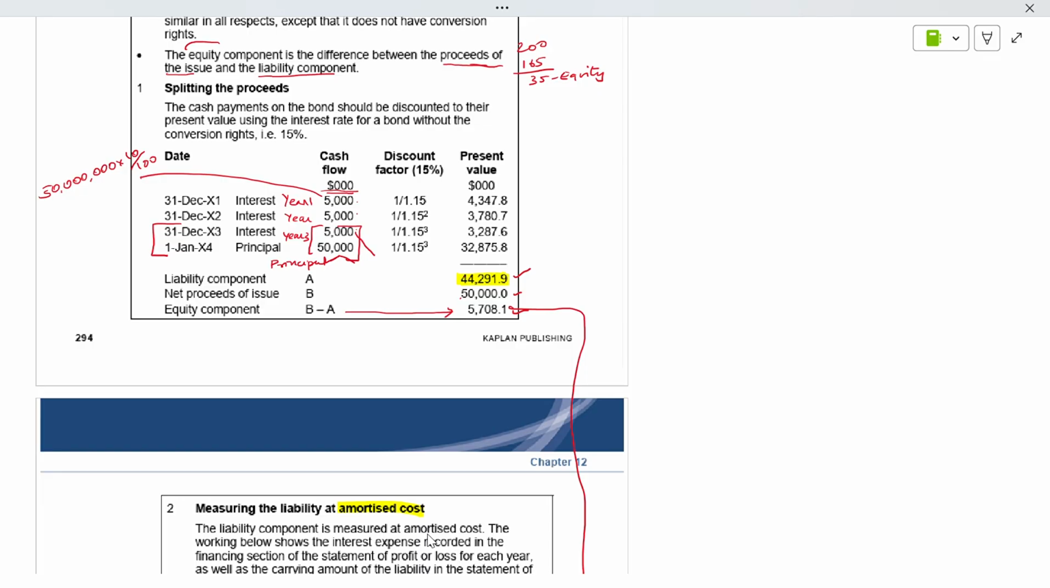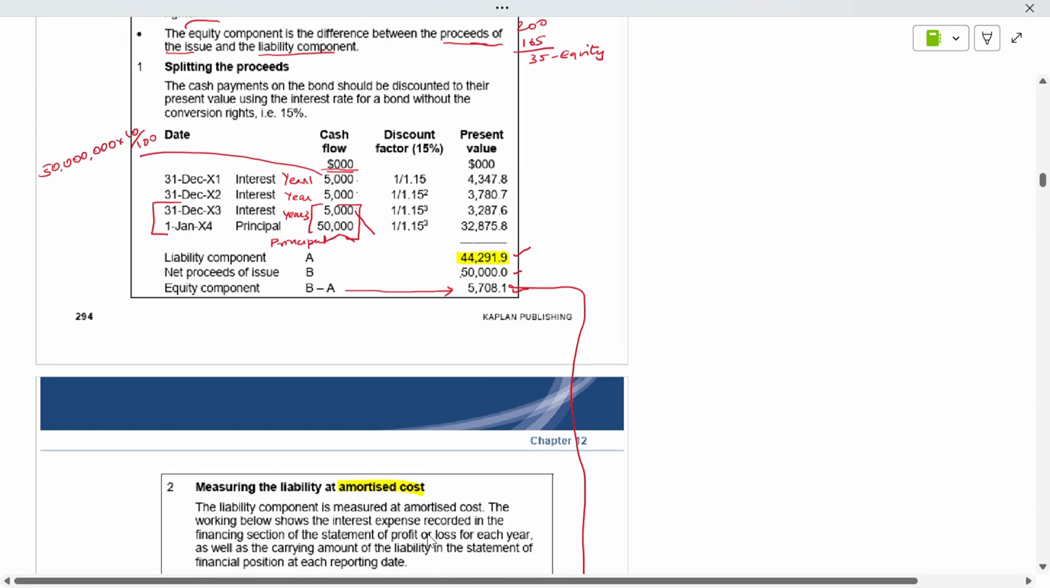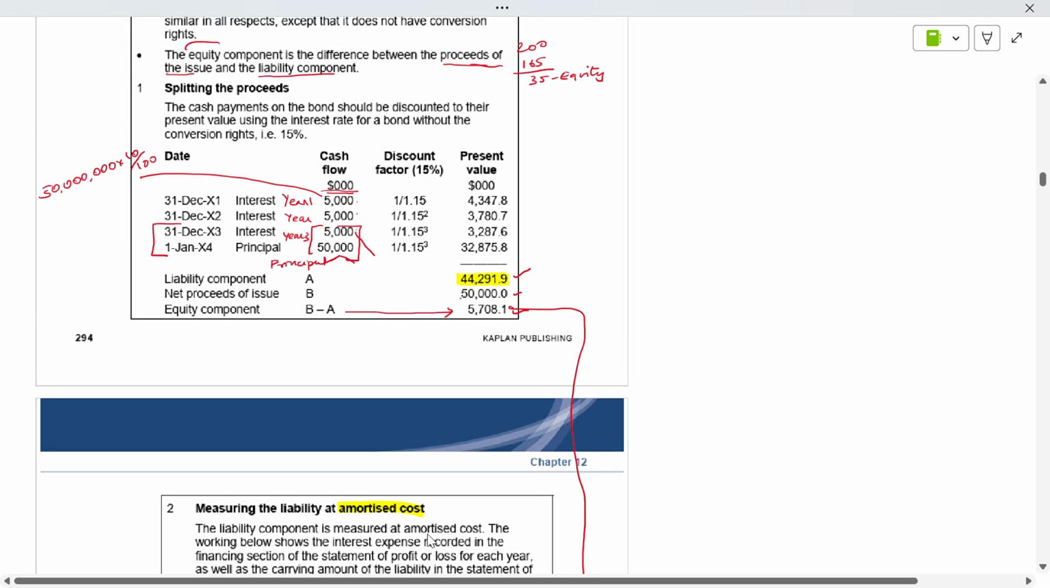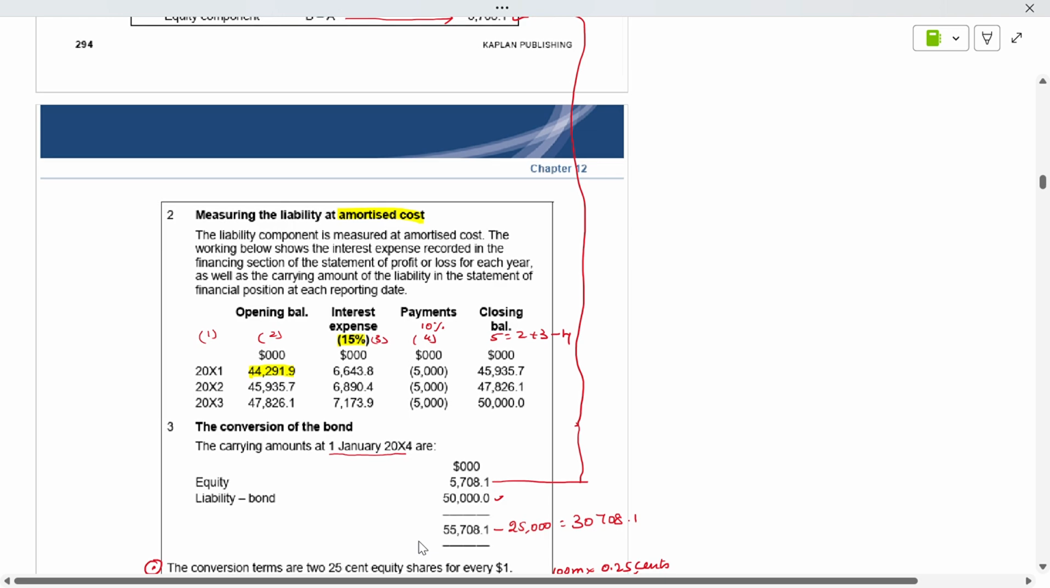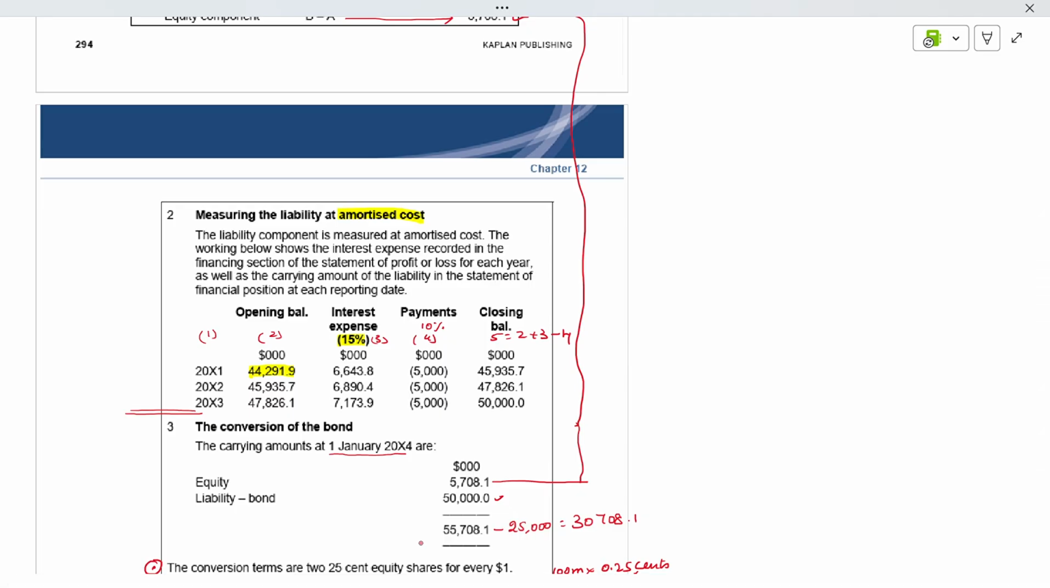Equity component. Yes, Dr. K. Next. Yes, Jasim. Yes, Dr. K. Second step, step 2. We have done this. We don't have any new thing here. Second step is okay.